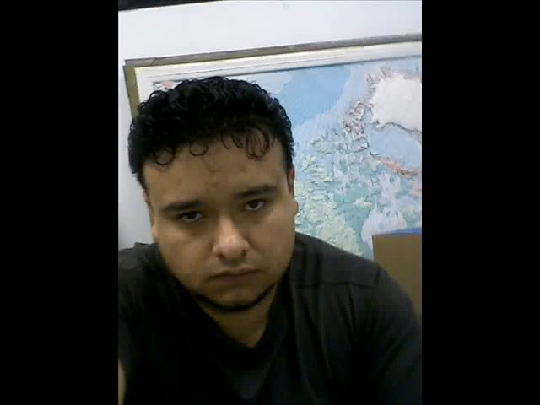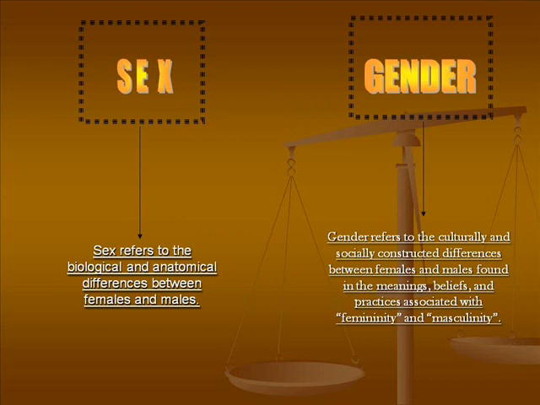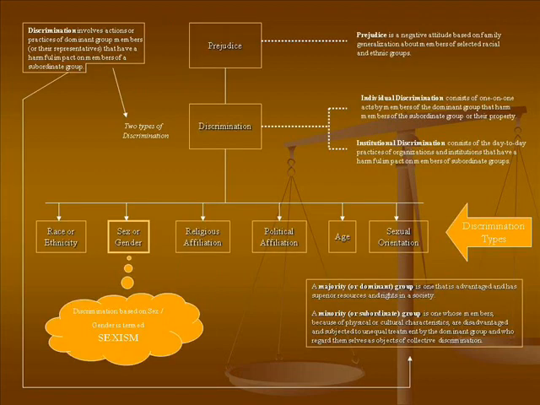This is week 5, lecture 5, chapter 10 on sex and gender. What is sex and what is gender? Well, sex refers to the biological and anatomical differences between females and males. Gender refers to the culturally and socially constructed differences between females and males found in the meanings, beliefs, and practices associated with femininity and masculinity. So in this case, gender is a social construction.